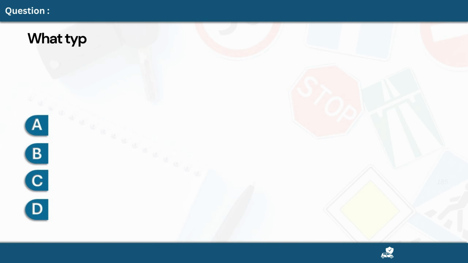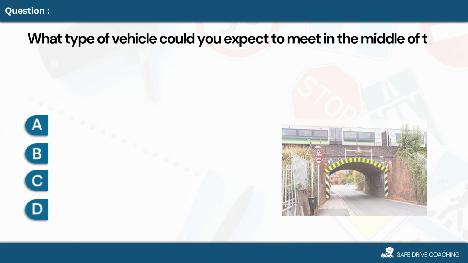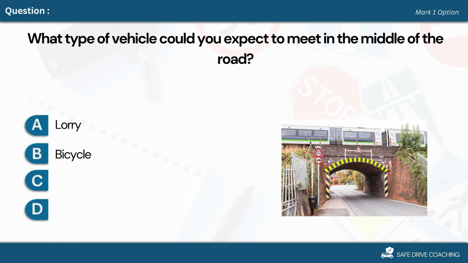What type of vehicle could you expect to meet in the middle of the road? A. Lorry. B. Bicycle. C. Car. D. Motorcycle. The correct answer is A. Lorry.